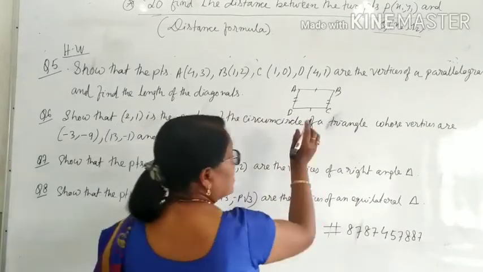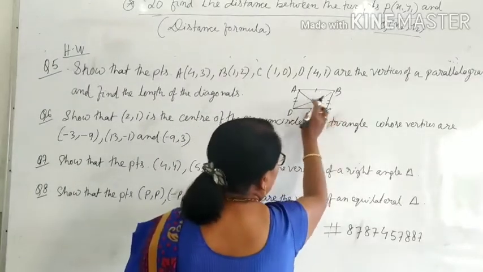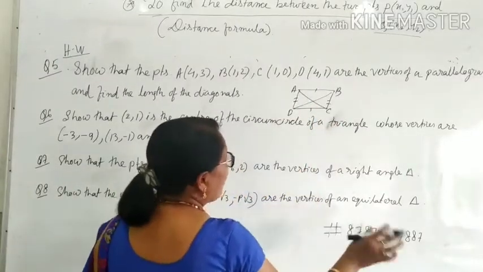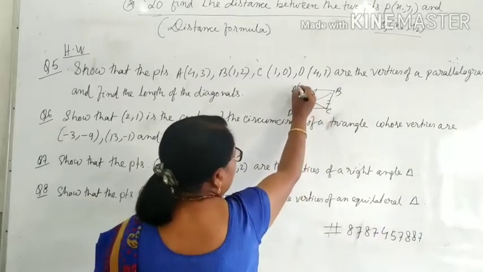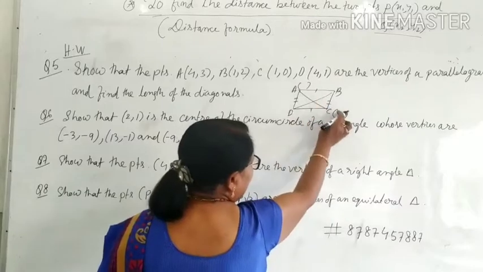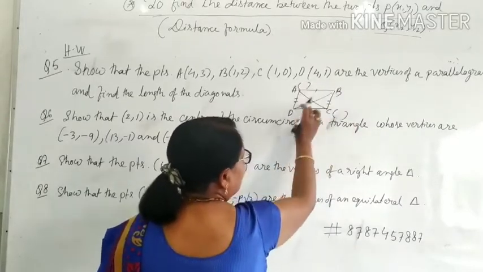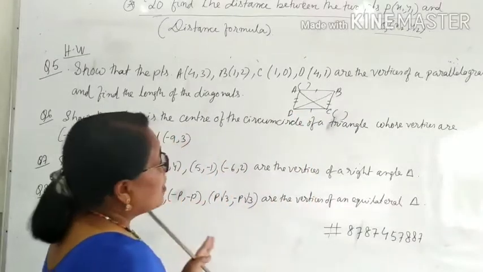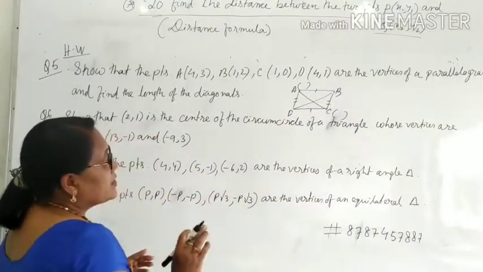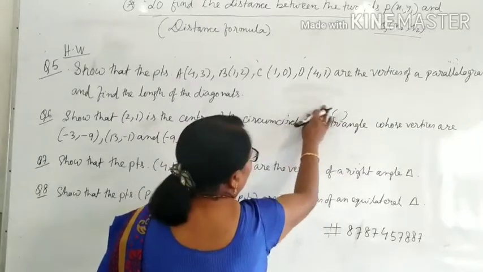The diagonals are AC and BD. We take the coordinates of A and C, and of B and D, and use x2 minus x1, y2 minus y1 for AC, and like that for BD. I hope you can do it. The explanation is almost finished here.